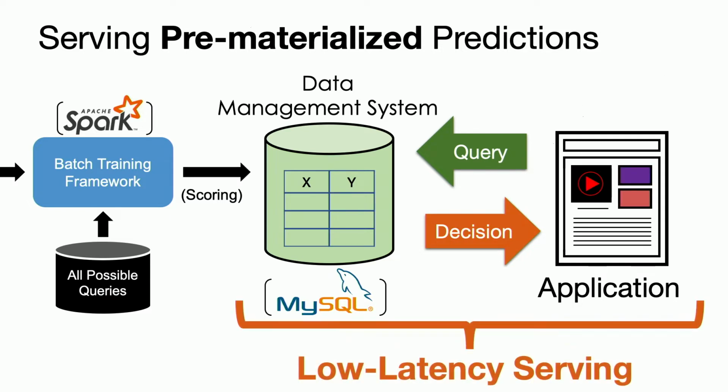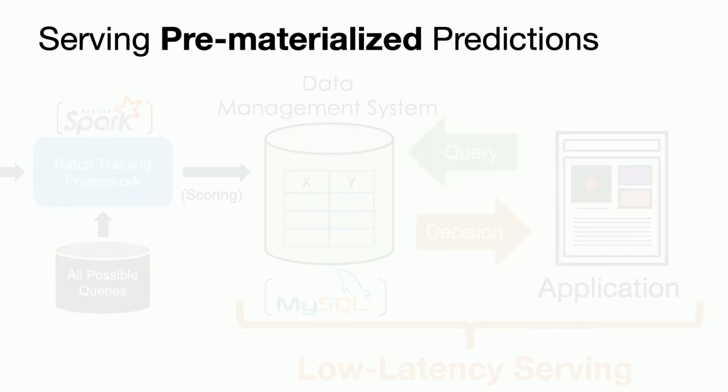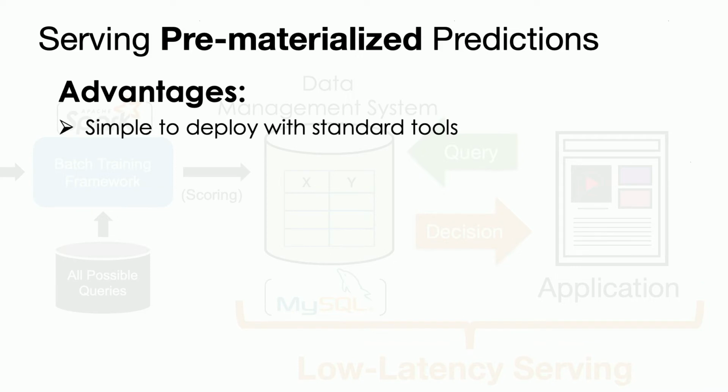So now we have transformed a low latency prediction serving problem into a low latency data serving problem, which is a well-studied problem, and there are a lot of industry-grade, enterprise-grade solutions out there. So we can serve with low latency with little effort. This approach is simple to deploy with standard tools. It will be low latency at serving time.